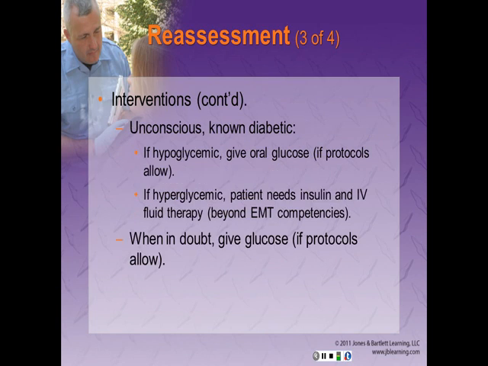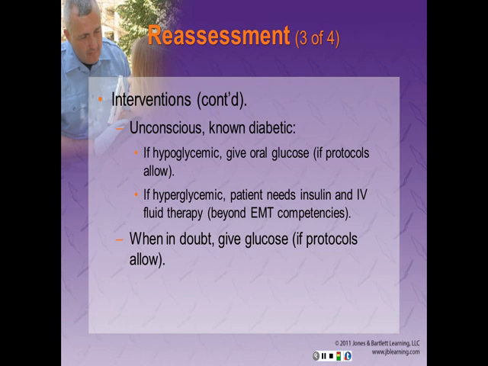For an unconscious known diabetic patient, determine whether hyperglycemic or hypoglycemic. The primary difference will be their breathing. If they are experiencing Kussmaul's respirations, they are probably hyperglycemic. Seizures are more likely a sign of hypoglycemic crisis. If they're in hypoglycemic crisis, patients need sugar immediately, and you may give it if your protocols allow.